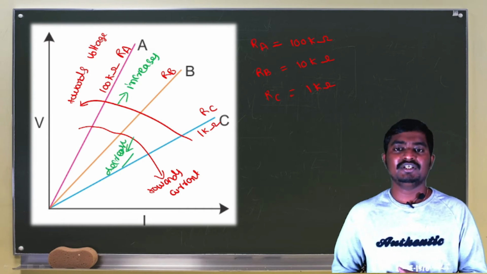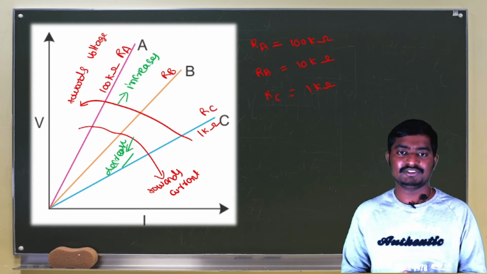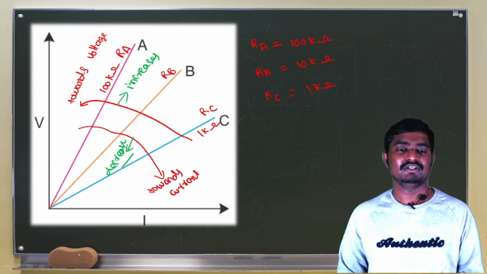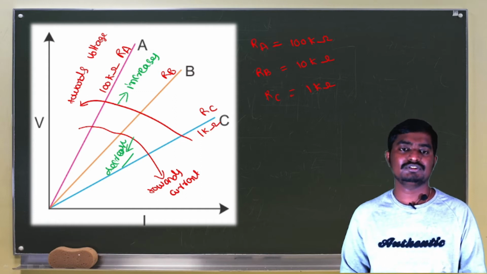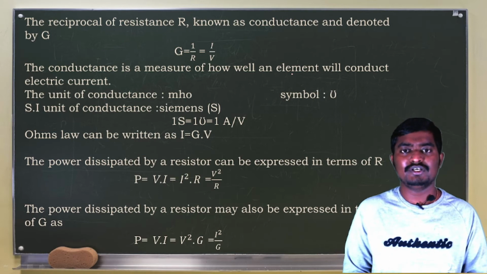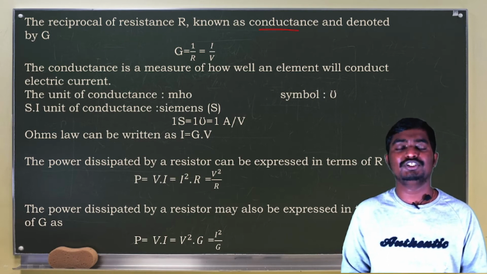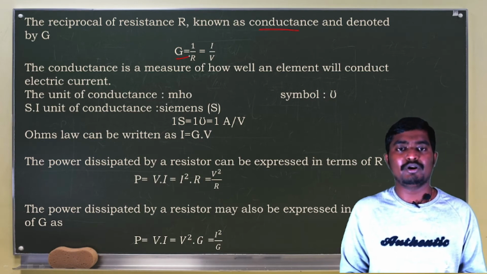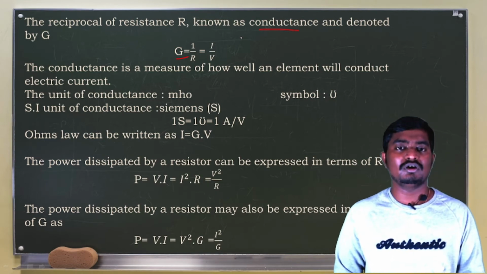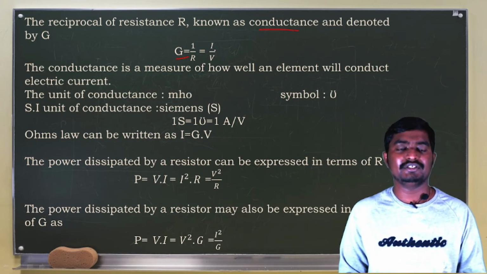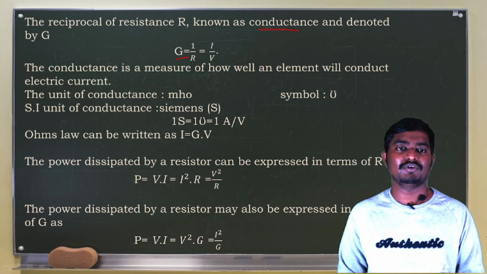When we increase the resistance, the curve is shifted towards the voltage axis. When we decrease the resistance, the curve is shifted towards the current axis. The reciprocal of resistance is known as conductance and it is denoted by the letter G. So G equal to 1 by R. From Ohm's law, R can be written as V by I. So we substitute in this equation, and we get G equal to I by V.